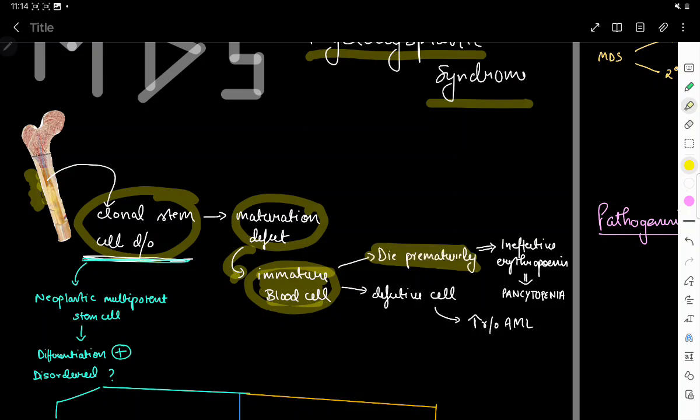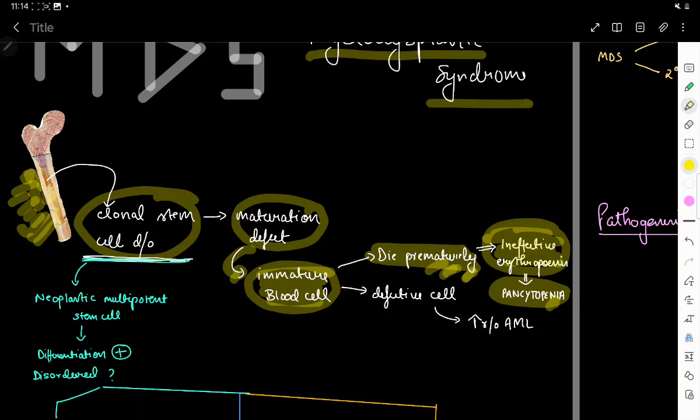Now see what is happening. We have marrow that is proliferating very highly and we have the peripheral cells that are dying prematurely, and we have very low normal blood cell count in the periphery. So we have pancytopenia. That is a trilineage problem. Now this clonal stem cell proliferation in bone marrow and pancytopenia is what is known as ineffective erythropoiesis. Not only this, the immature blood cells are defective and we have an increased risk of AML in this case. And this is an important question now.